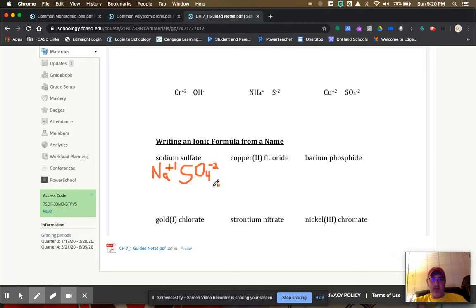So if we crisscross our charge, we're going to have 1 of those, 2 of those. We have to show 2 of these and 1 of those. So to show 2 Nas, that's Na2, no parentheses because it's a monatomic. You don't have to put those in parentheses. And then 1 SO4. So the final formula for sodium sulfate, your final answer, Na2SO4.